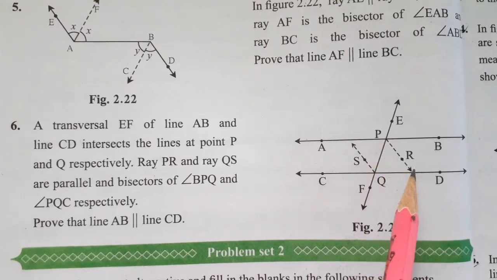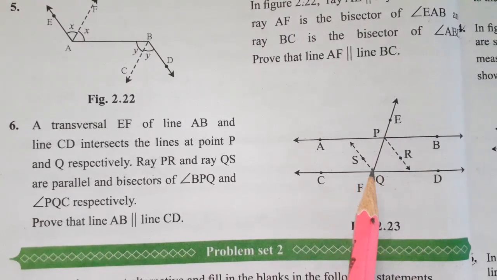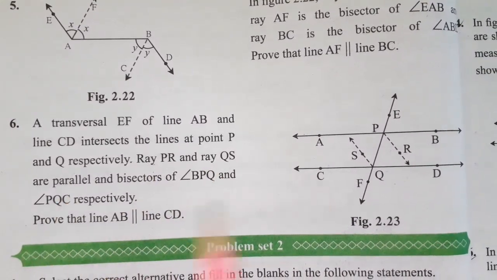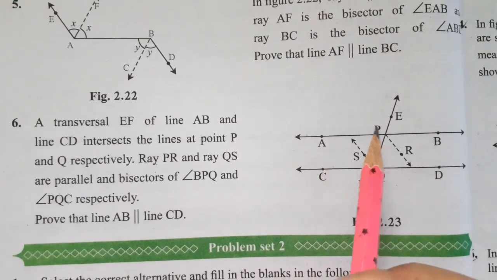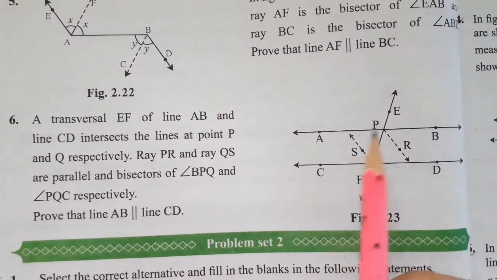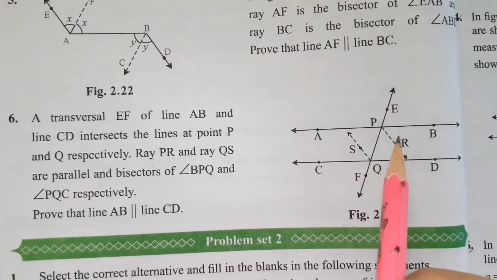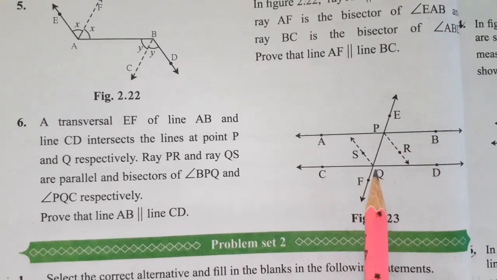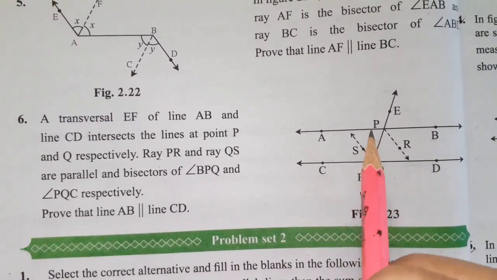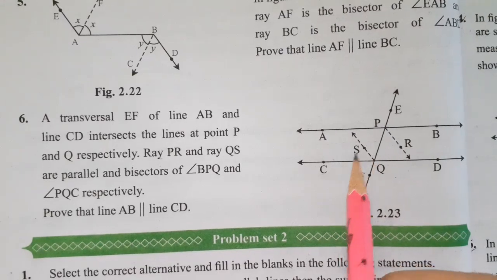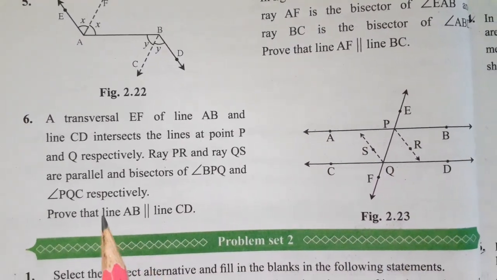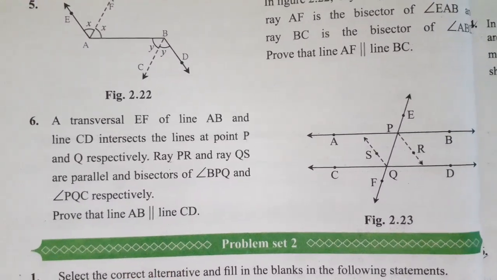Ray PR is parallel to ray QS. Ray PR and ray QS are parallel, and ray PR is the bisector of angle BPQ. That means angle BPQ is divided into two equal parts, and ray QS is the bisector of angle PQC. That means angle PQC is divided into two equal parts. And here we have to prove line AB parallel to line CD.